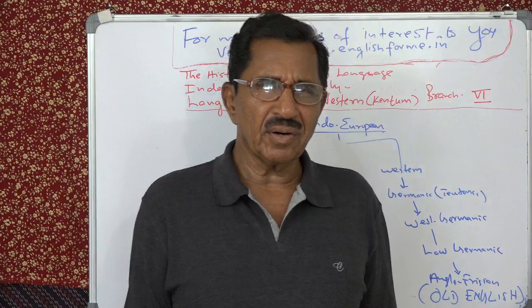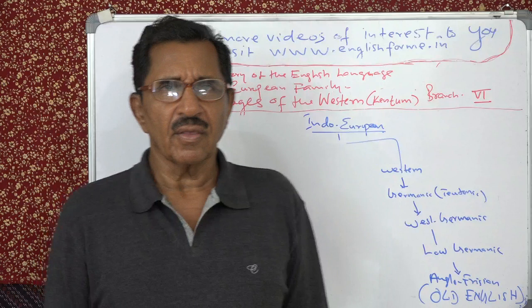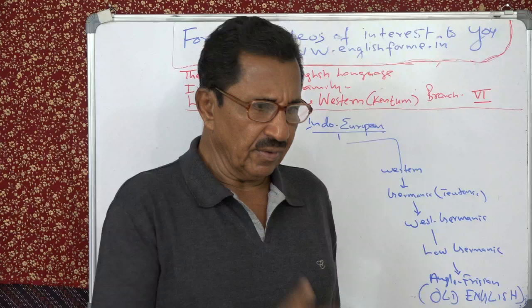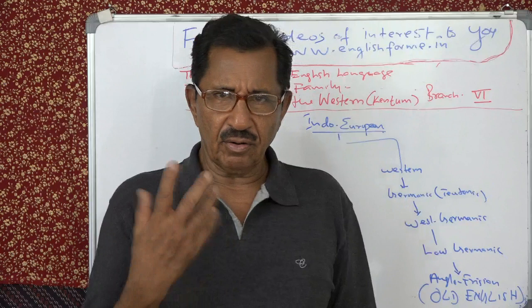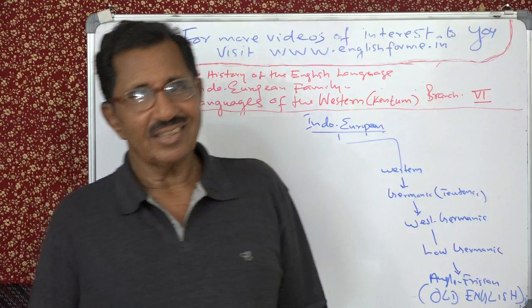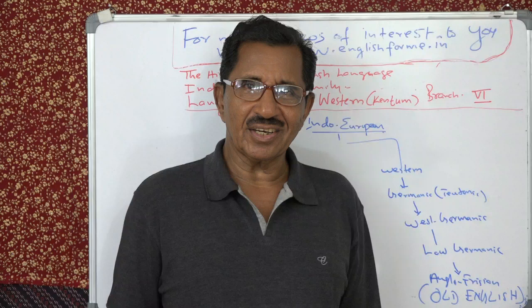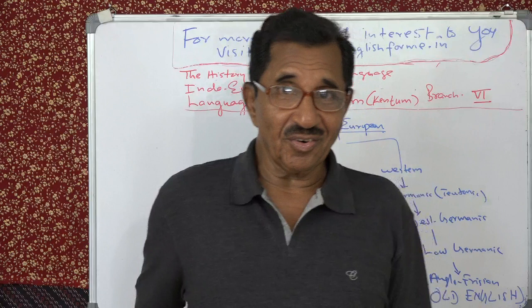And then immediately you can switch over to this Western branch and Germanic branch, and from Germanic you can see you have got East, North, West Germanic. From West Germanic you have got Low Germanic, you have got Anglo-Frisian, then Old English. It's very simple. So simple as that. I hope it is clear to you. You have enjoyed this wonderful, not wonderful class, but this wonderful history, so to say.